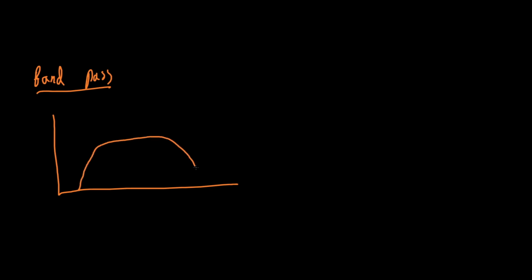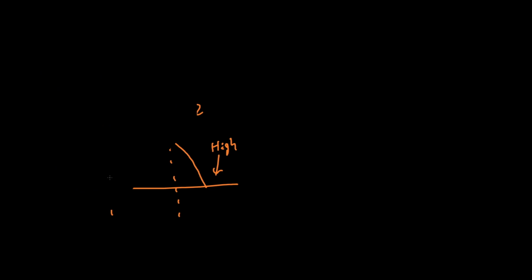Now, band pass. Again, we remember we allow a range of frequencies. So that's the high cutoff. This is the high attenuated and the low attenuated ones, and here's a range of frequencies you let through. You can call that cutoff frequency 1, cutoff frequency 2.